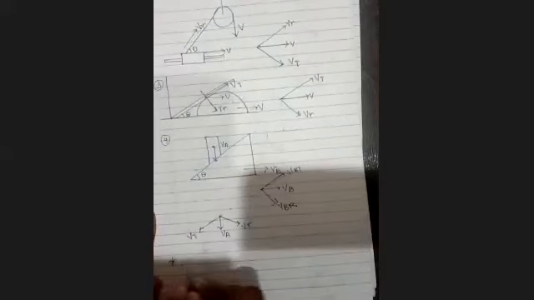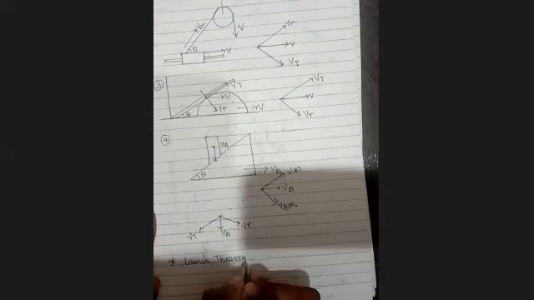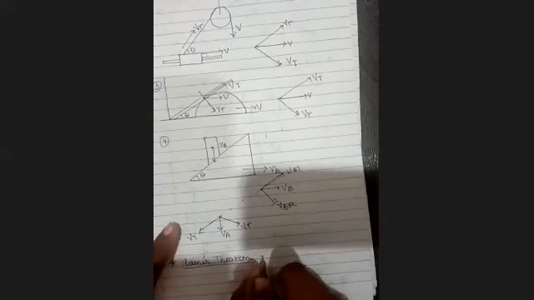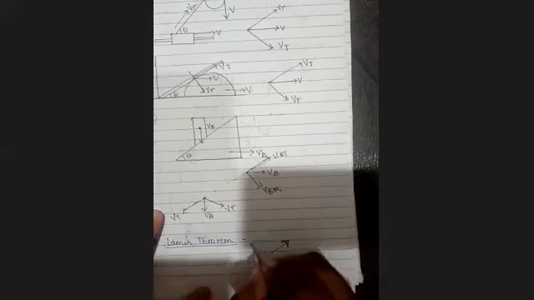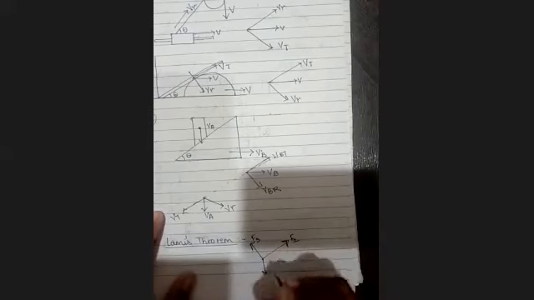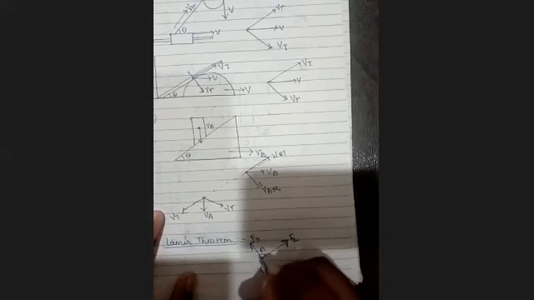Now we will see Lami's theorem. In this, an object is pulled in three different directions. Suppose this is F3, this is F2, and this is F1. This is angle A, this is angle B, and this is angle C.